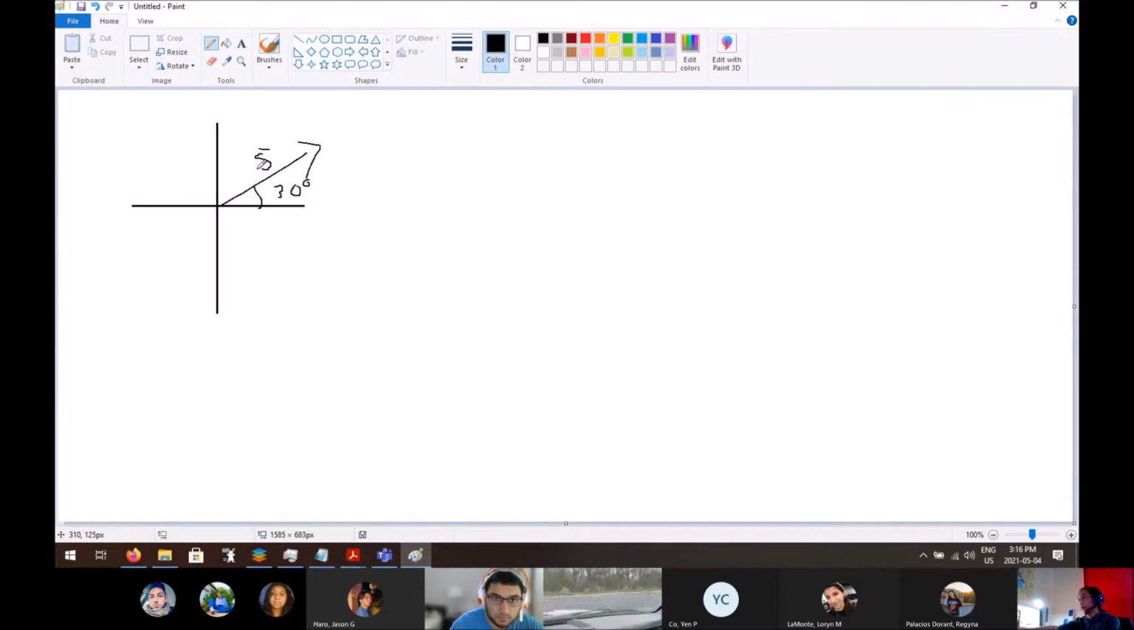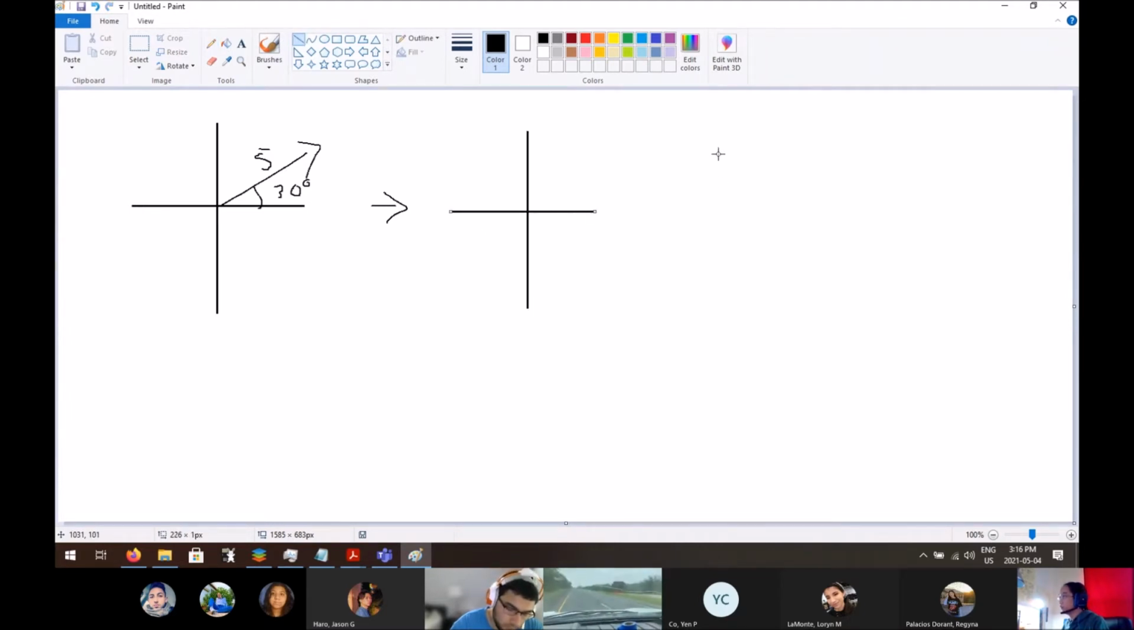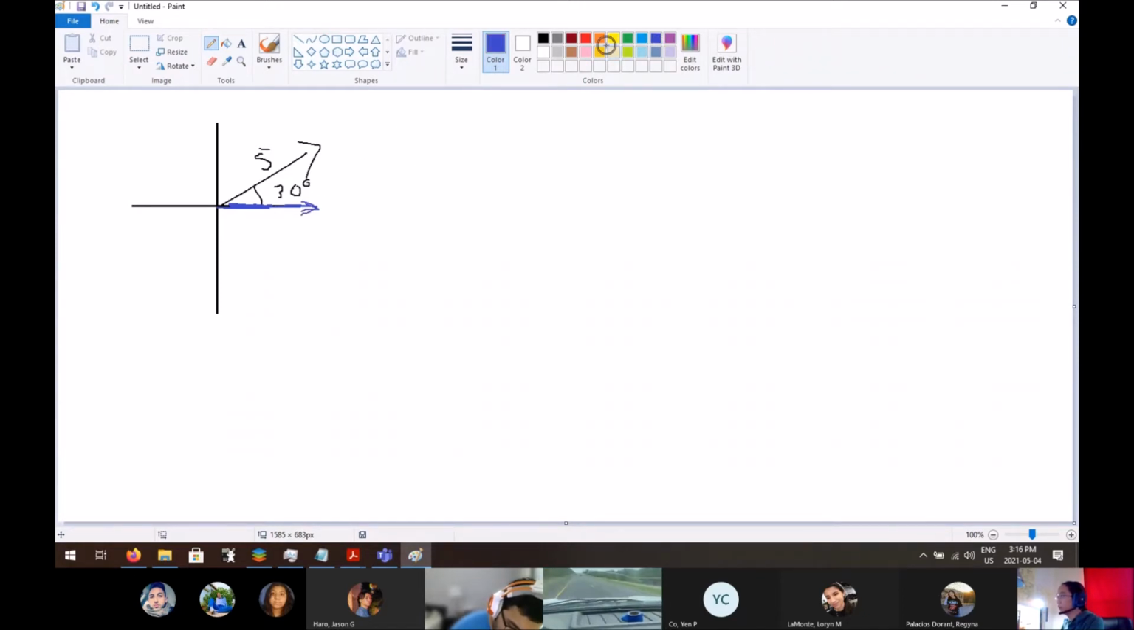And then you can divide this vector. You can separate this vector into its component parts, into an x and a y vector, right? So you have the x vector right here. See how it spans the entire length in the x direction? And then you have a y vector right here. See how it spans the entire length vertically?